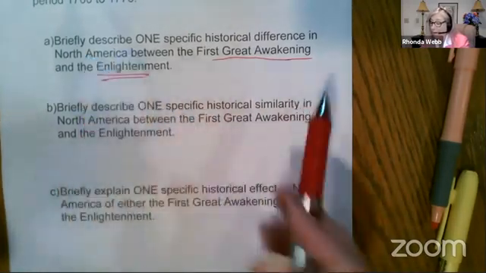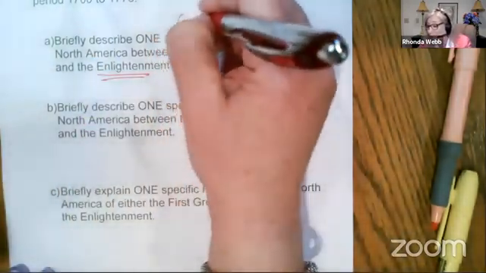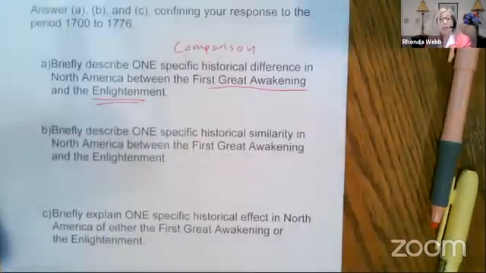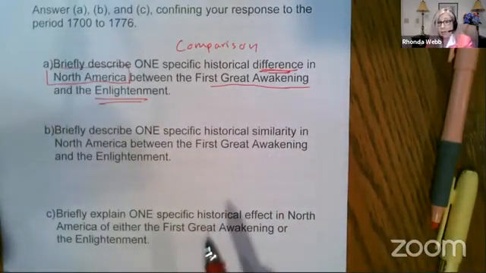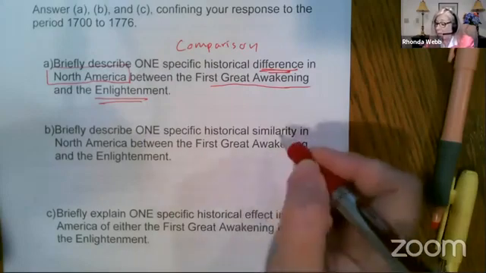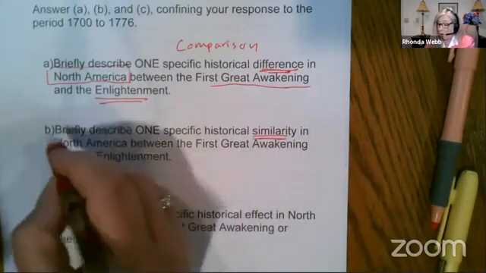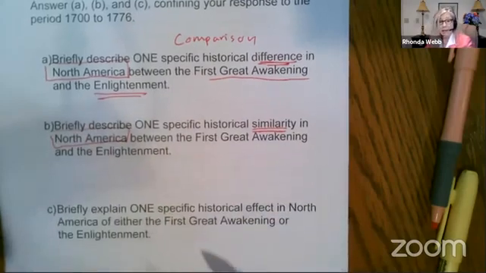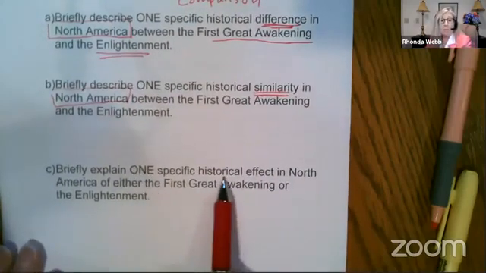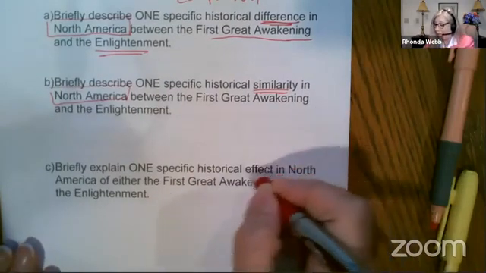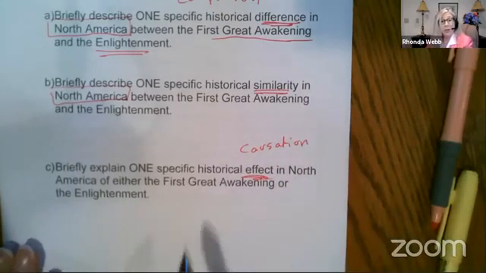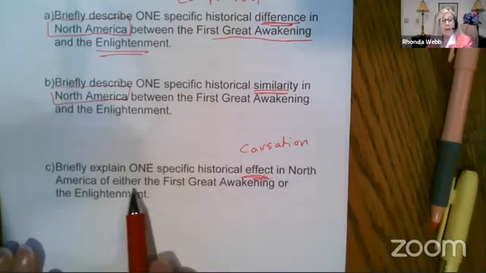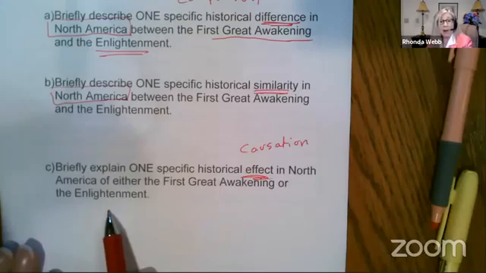So if we look at here, again, we've got similarities and differences. So this is another example of a comparison style question. So we have briefly described one specific historical difference in North America, right? So we're not talking about in Europe, we're talking about in North America between the first Great Awakening and the Enlightenment. And then we want to have a similarity in North America between the Great Awakening and the Enlightenment. And then we want to look at how, what is one specific effect? So we're actually getting in causation and comparison in the same set of SAQs. So we're looking at what effect in North America did either the Great Awakening or the Enlightenment have on North America.